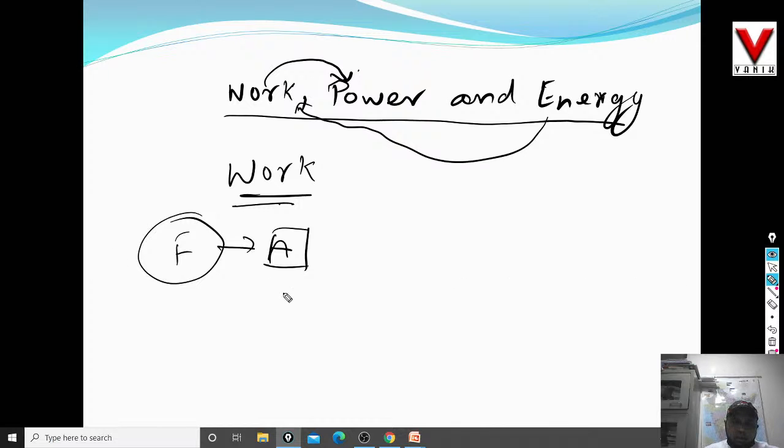Well, the body is at a position, say X. Okay, this body is located at position X. So when F force is applied on this body, it will get displaced to a position, say Y. Then we say that work is done. Okay. So how can we define work? That when force is applied on a body and the body gets displaced, okay, from one position to another position, we say that work is done.